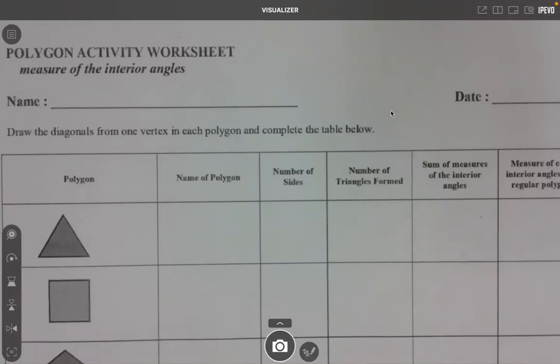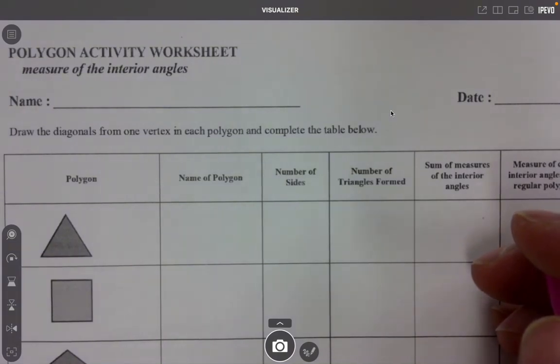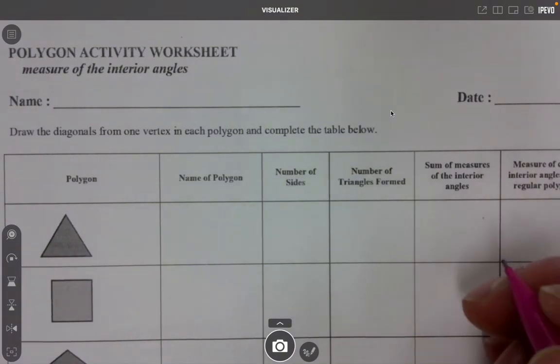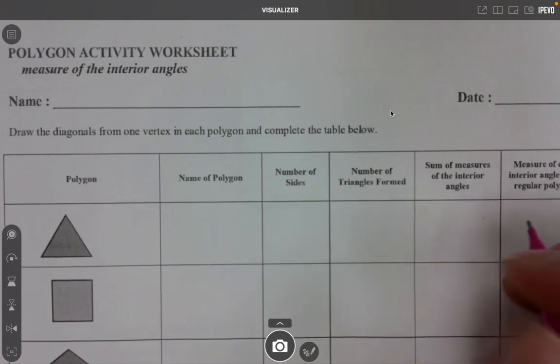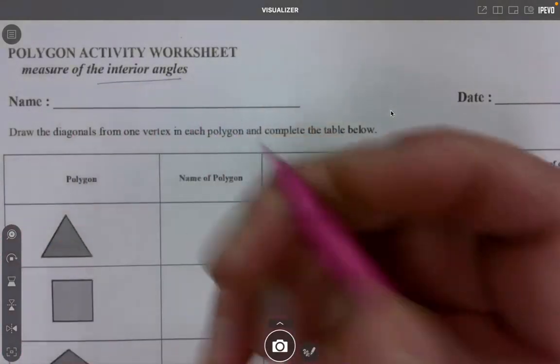Good morning, class. We're going to do our 8.2 notes today. So section 8.2 is about interior and exterior angles of a polygon. And so today we're just going to focus on those interior angles.